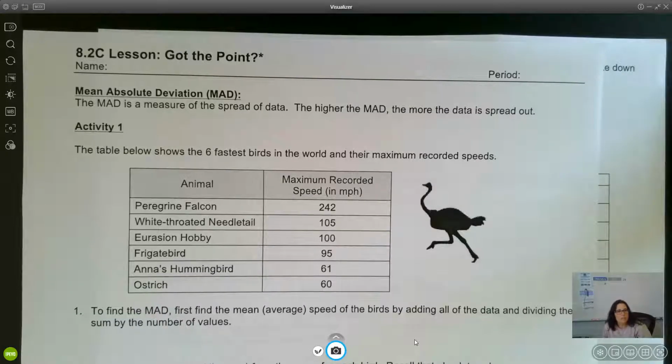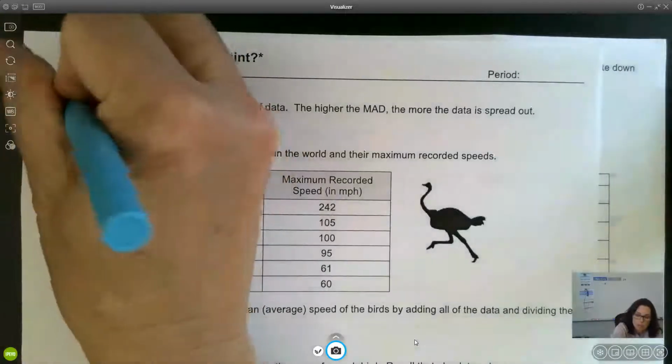8.2c, we're going to be talking about mean absolute deviation, otherwise known as MAD. It is a measure of the spread of data. The higher the MAD, the more the data is spread out. Okay, so this definition is pretty important to understand.